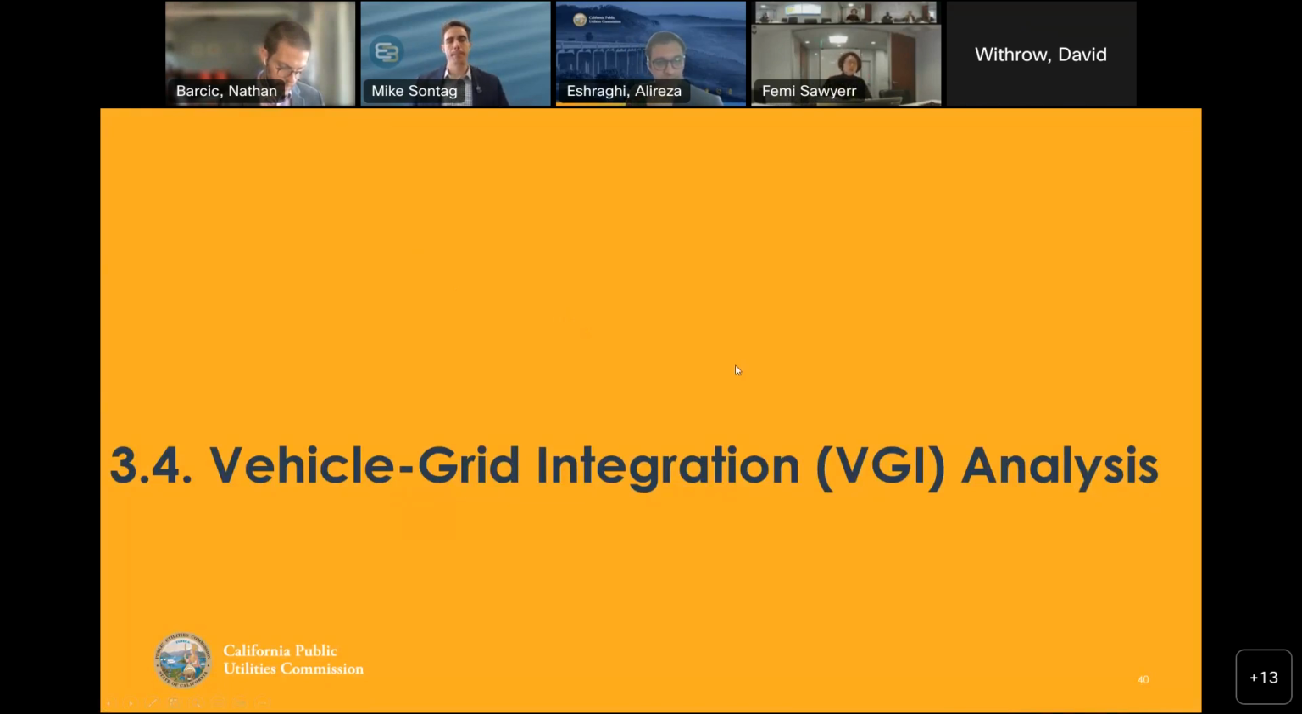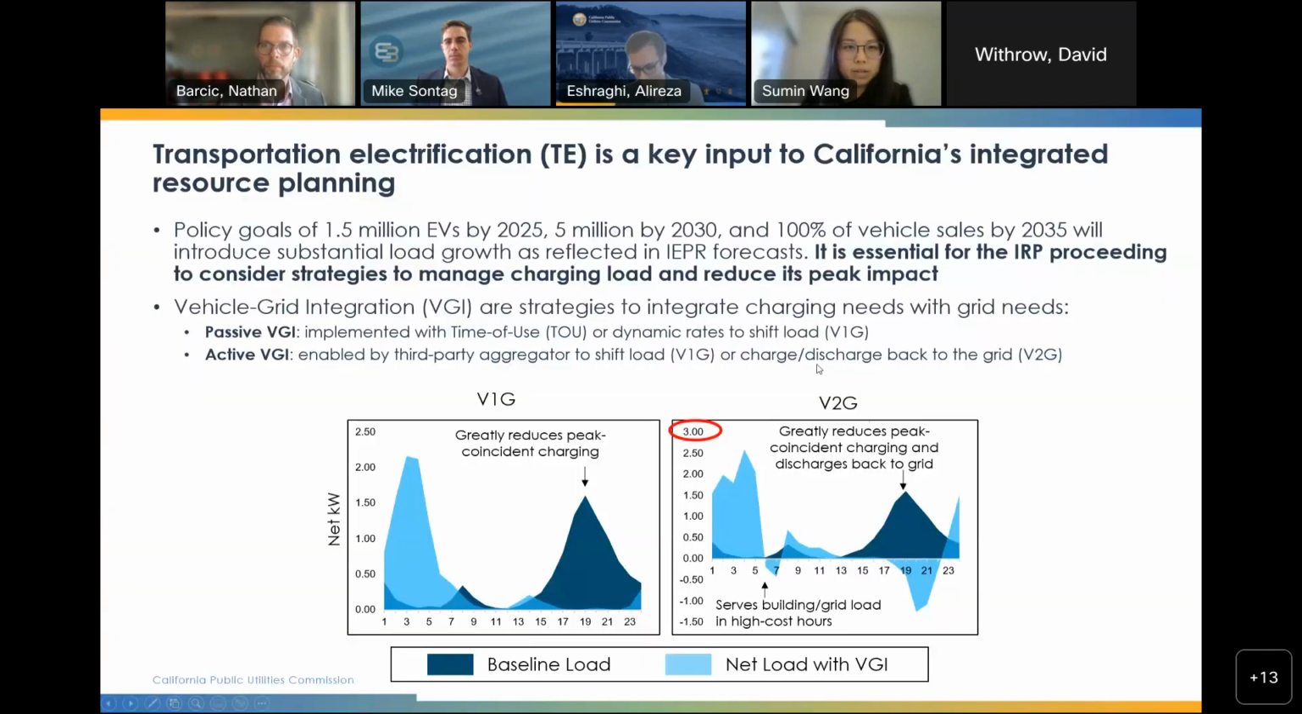Great, thank you. Hello, everyone. My name is Suming Wen. I'm a senior consultant at E3. So today I will be talking about the vehicle grid integration analysis. And since this analysis is relatively new to IRP, I will start off with a little bit of background on why we do this analysis and what is vehicle grid integration.